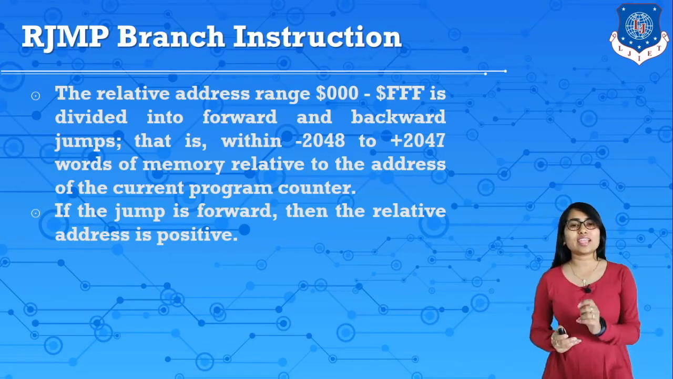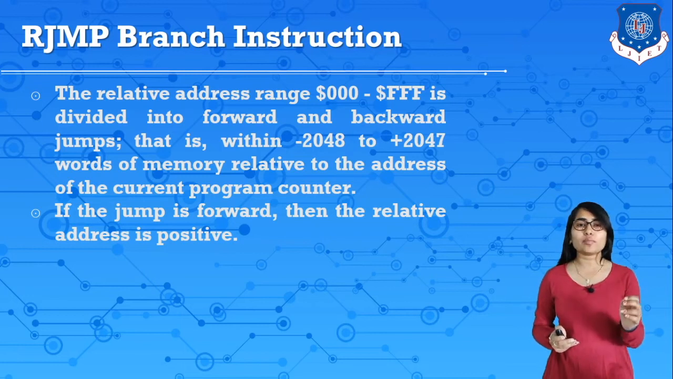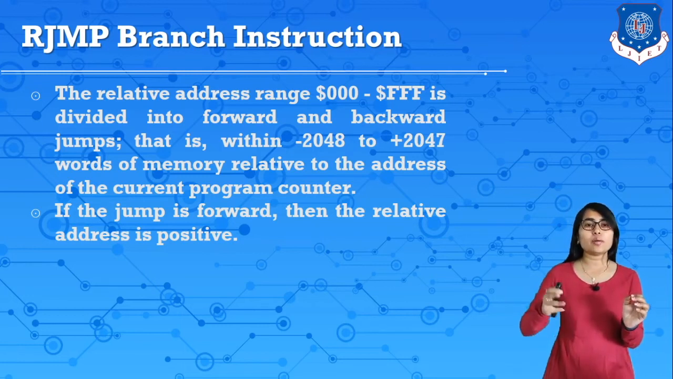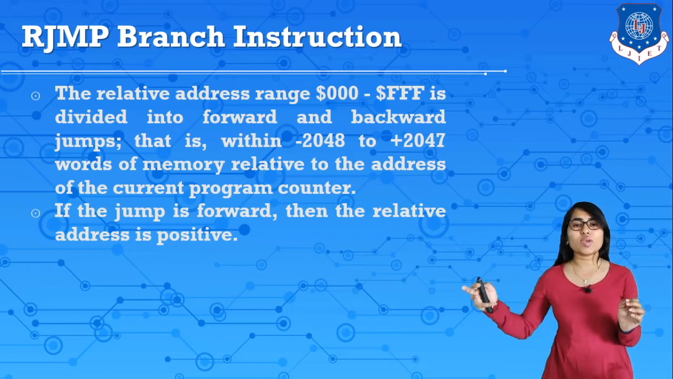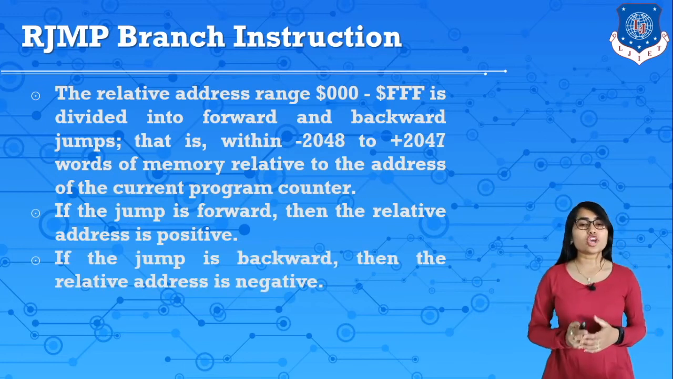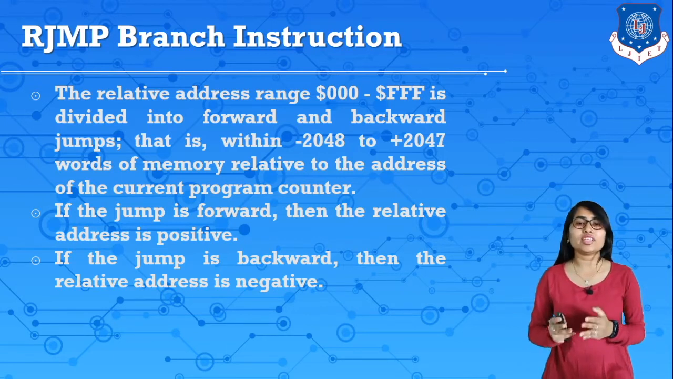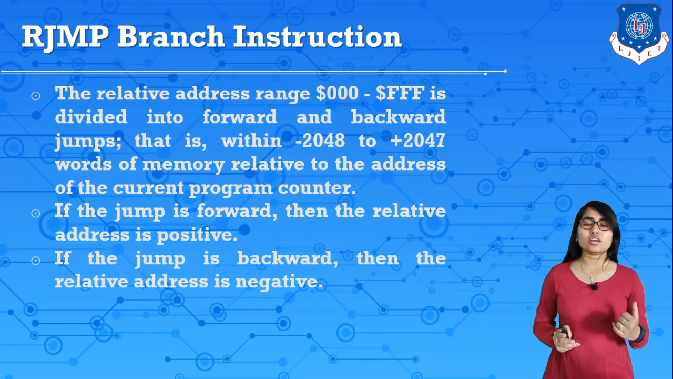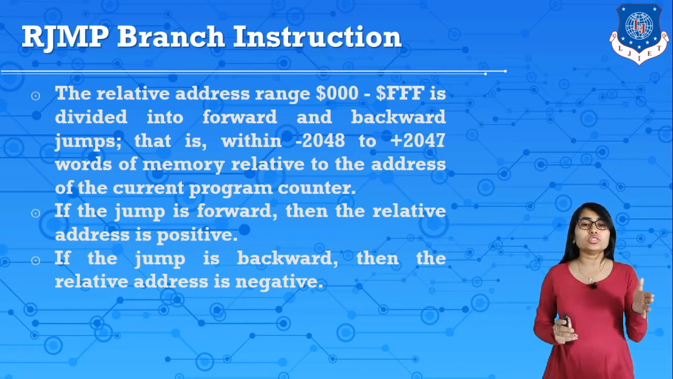Jump is forward, that means if we are at program counter 10 and we want to jump to location 1520, the relative address is positive because we are jumping in a forward direction. And if the jump is backward, then the relative address is negative. Backward means if we are at program counter 15 and we want to jump to address 5 or address 6, that means we jump in a backward direction. So the relative address may be negative.